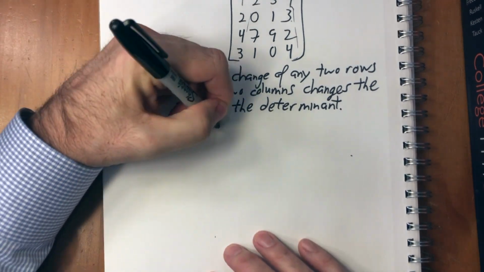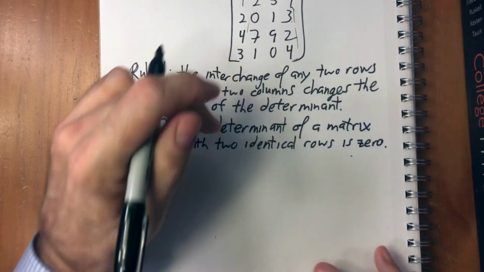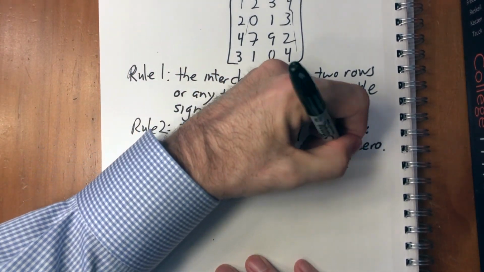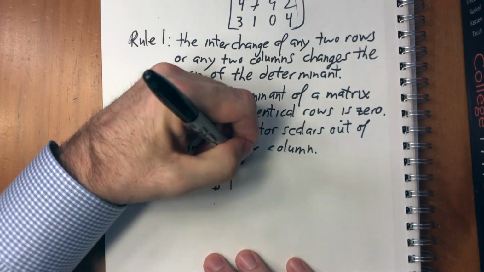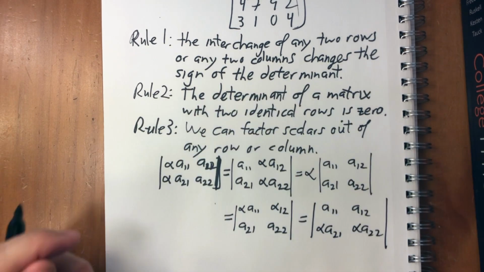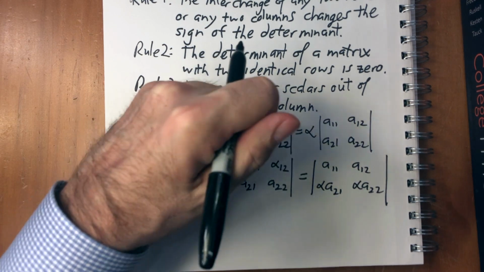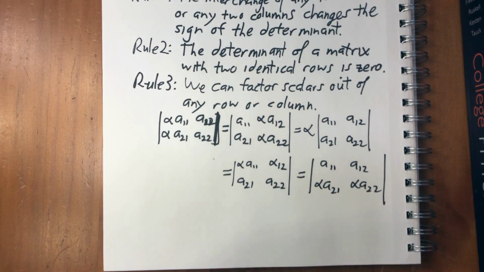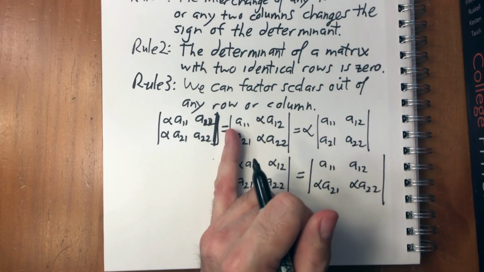Rule 2, the determinant of a matrix with two identical rows is 0. Rule 3, we can factor scalars out of any row or column. So for example, for 2 by 2, what that means is here we can factor an alpha out of the first column, the second column, the first row or the second row, and in every case we can just factor that alpha out of the determinant entirely.